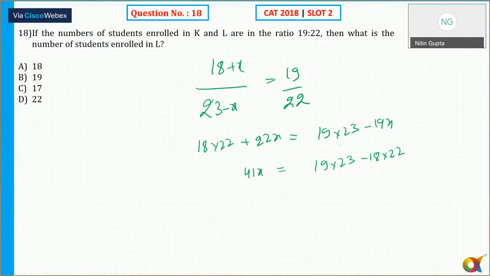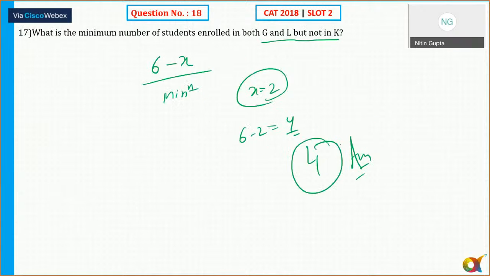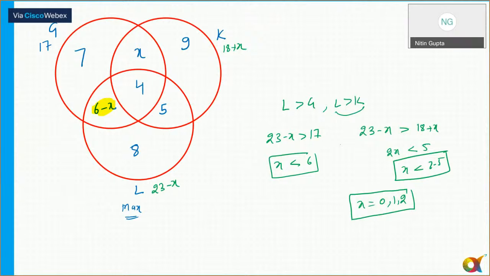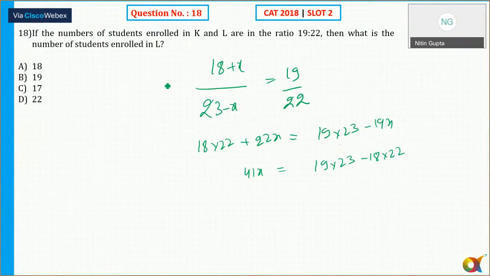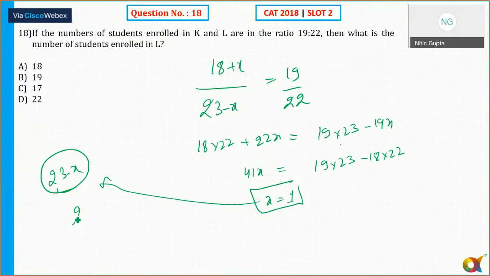So L is equal to 23 minus X. You get the value of X, which comes out to be 1. And if X is equal to 1, then the number of students enrolled in L is 23 minus 1, which is equal to 22. And this is the answer. So any doubts to anyone now? I hope that it is clear to all of you. Please respond.